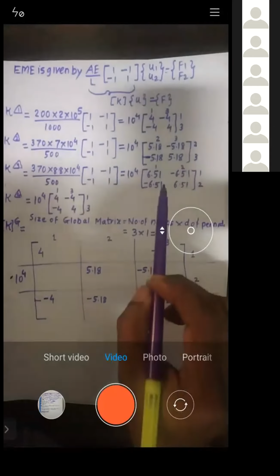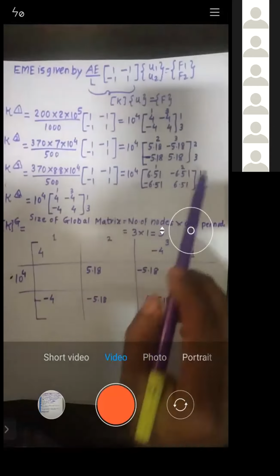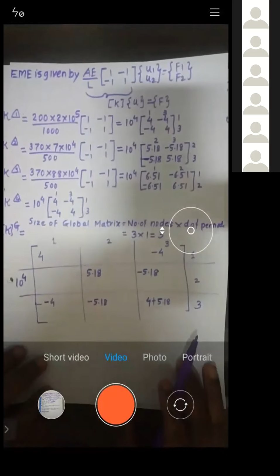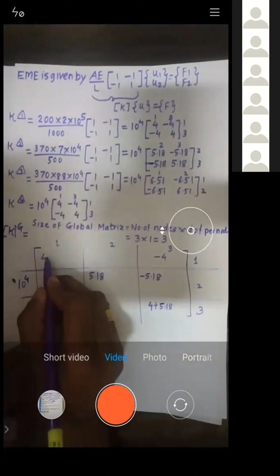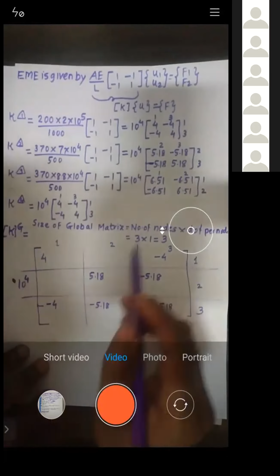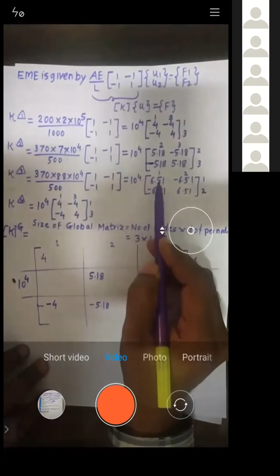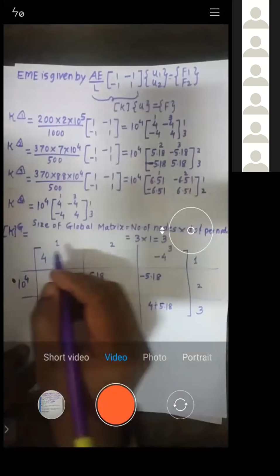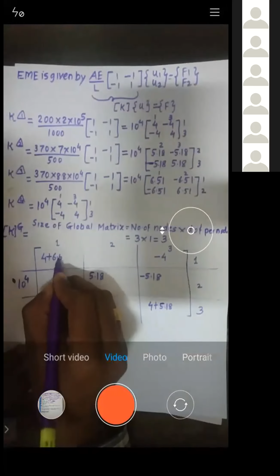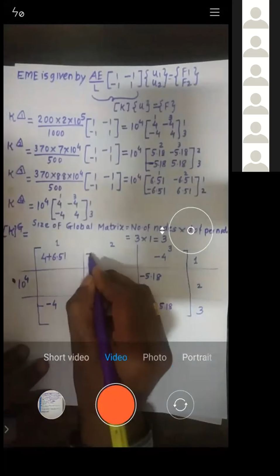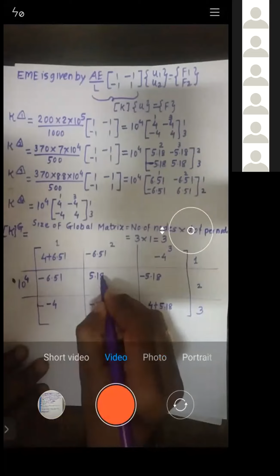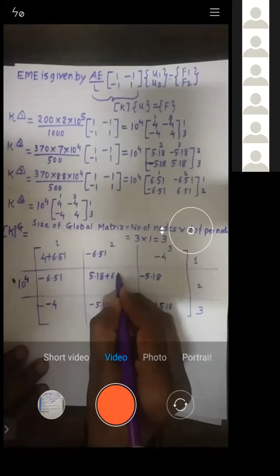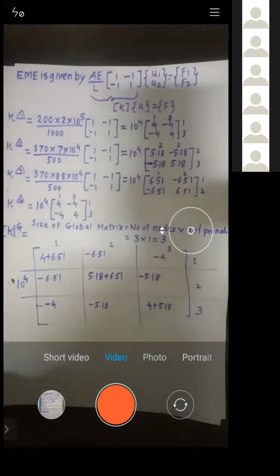Now again, what is that? 1, 2, 1, 2. This is again a straightforward matrix. Just get the starting point, that is 1, 1. At 1 and 1, what is the value? 6.51, so plus 6.51. Then -6.51, -6.51, plus 6.51.